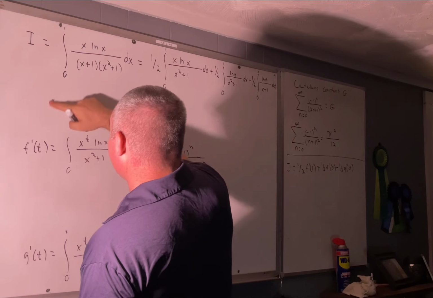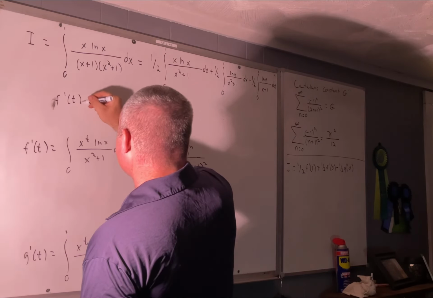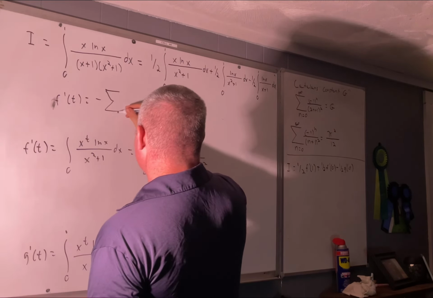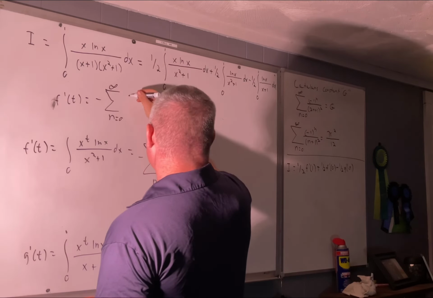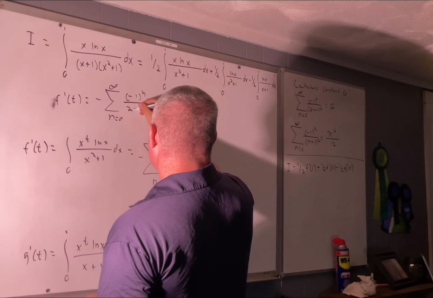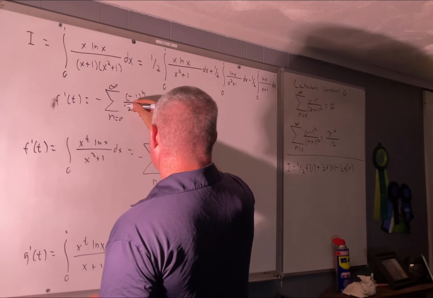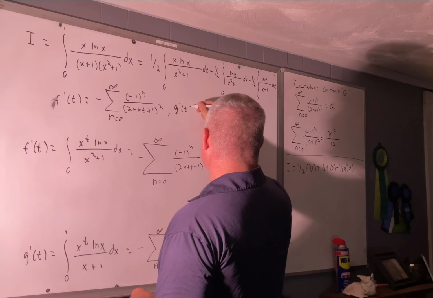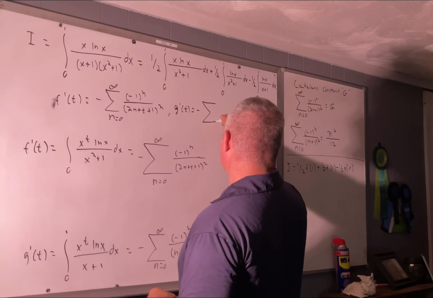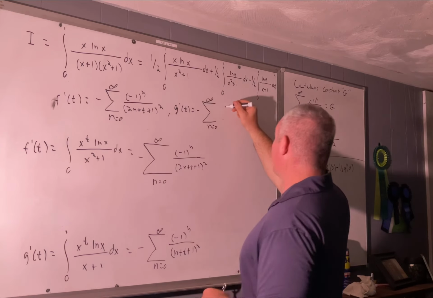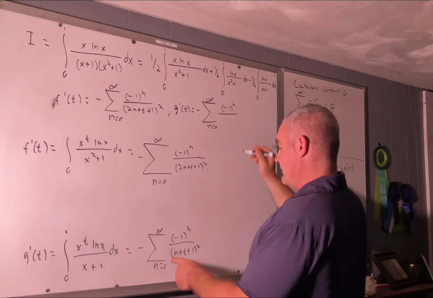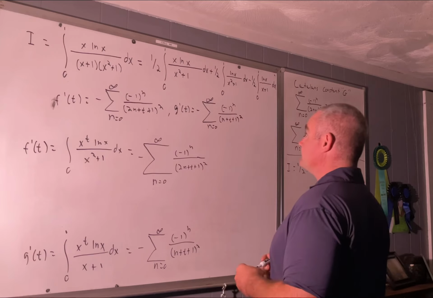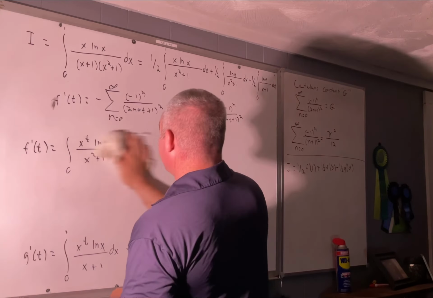Let's see. f prime of t is equal to negative sum, as n goes from 0 to infinity, of (-1)^n over (2n plus t plus 1) all squared, and our g prime of t is equal to negative sum, going from 0 to infinity, of (-1)^n over (n plus t plus 1) squared. Now we don't need this.